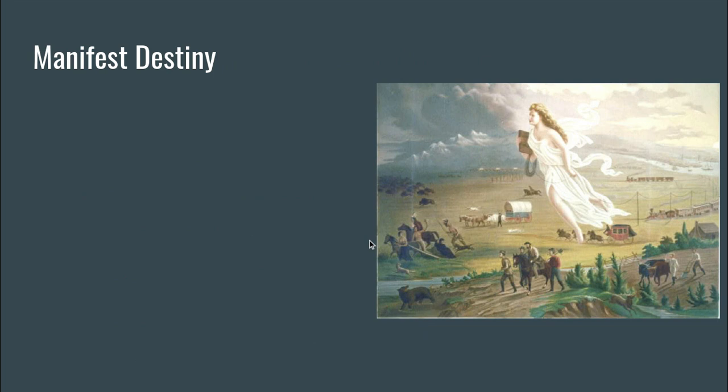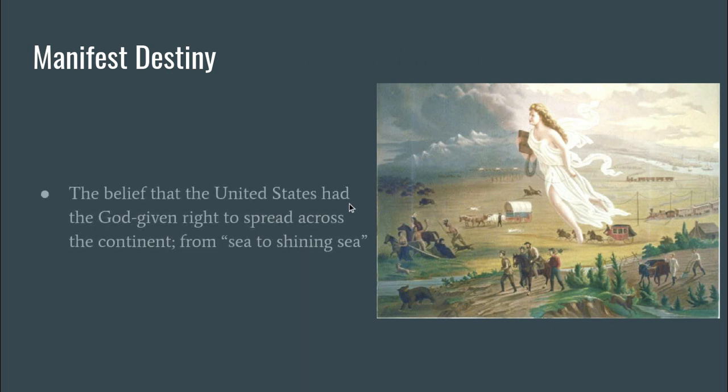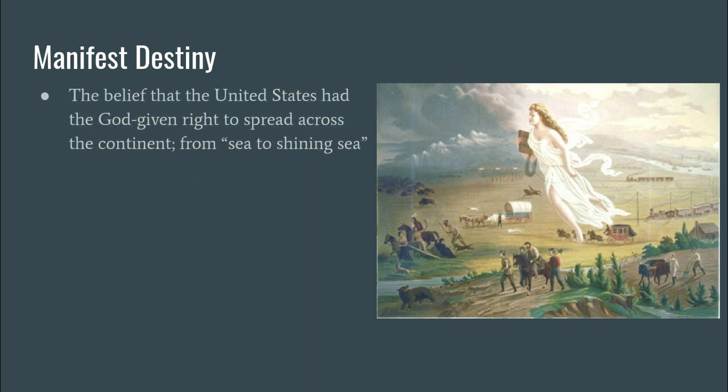But there's also this idea that you read about yesterday called manifest destiny. And this is the idea, the belief that the United States had a God-given right to spread across the continent from sea to shining sea. So from the Atlantic Ocean to the Pacific Ocean, Americans believed it was their God-given right to control all this land.